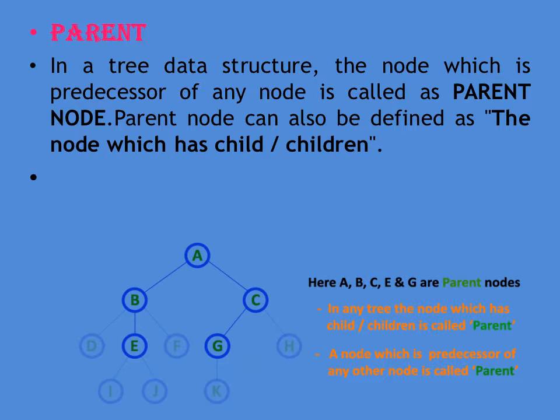Parent. In a tree data structure, the node which is predecessor of any node is called as parent node. Parent node can also be defined as the node which has child or children. Here in this example, we can see A, B, E, C, G are the parent nodes.